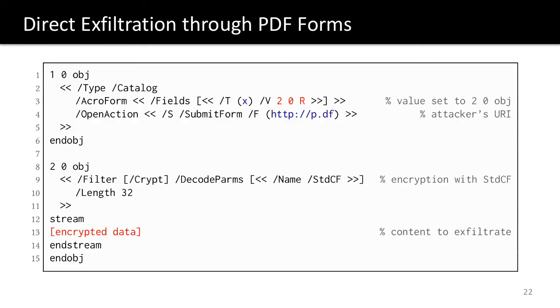So let's put all this together. What you can see here is the body section of a PDF document with two objects. Object number 2 is basically the encrypted data. The attacker has no knowledge of this data, but he can add another unencrypted object, object number 1, where he adds a PDF form, which submits basically the object number 2. So the PDF form field content is a reference to object number 2, and the form is automatically submitted using an open action once this document is opened and decrypted by the user to the domain p.df.